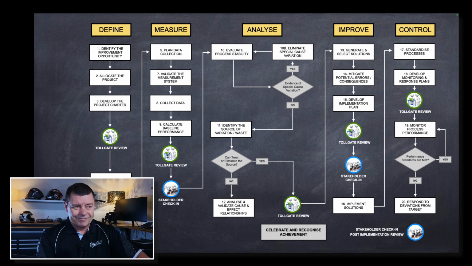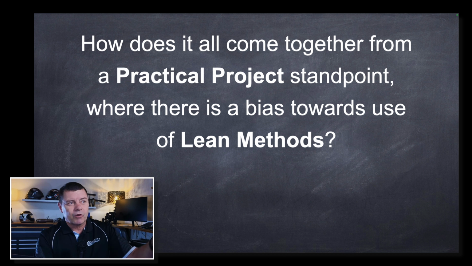And that's how we've actually presented the content in Process Mastery, the textbook. Now, the most important point to consider here is, how do you convert that into something more useful? The question that we want to answer in this video is, how does it all come together from a practical project standpoint where there's a bias towards the use of lean methods? So just as a backdrop here, we approach a lean oriented type project slightly different than we would a Six Sigma oriented project. The difference in those two types of projects we've explained in another video, but I'm going to focus on this roadmap here.